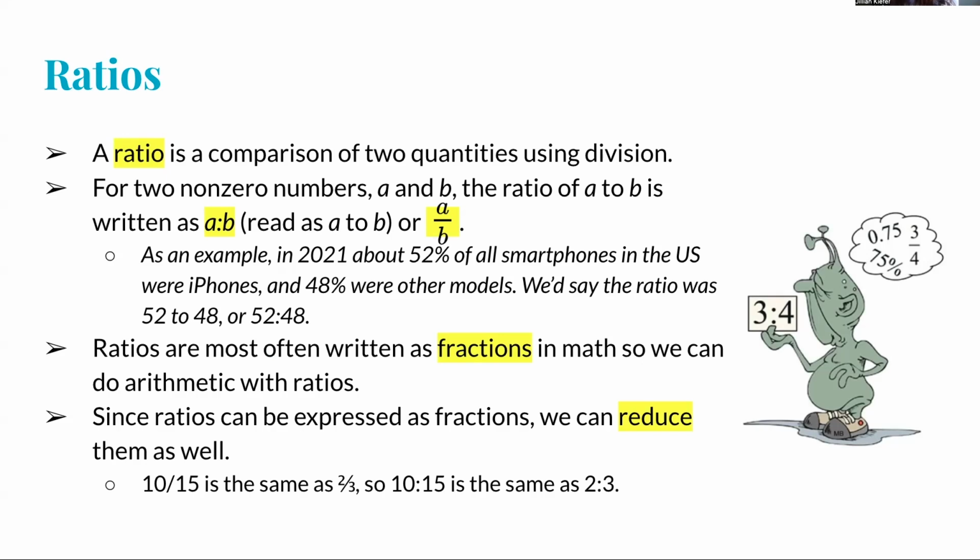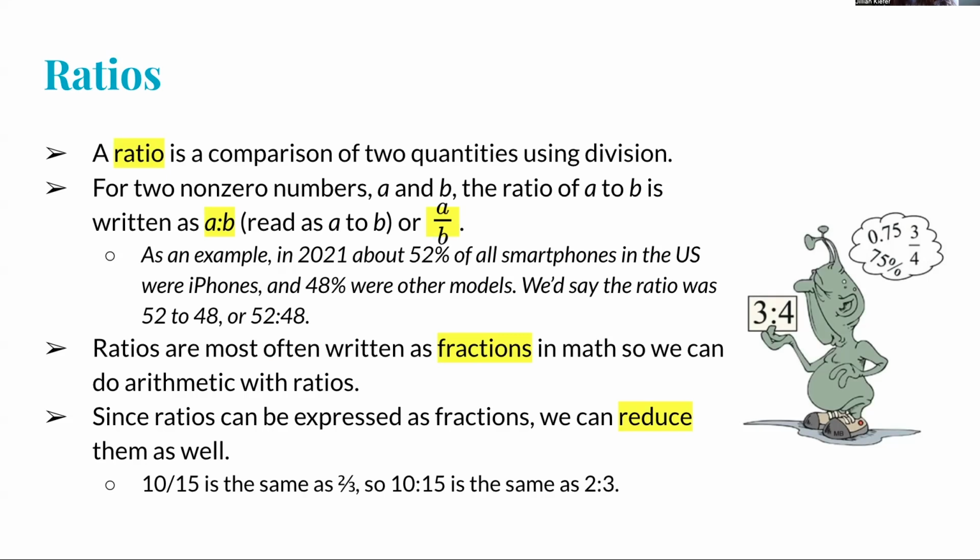We have this little alien sitting here. He's holding up the ratio 3 to 4, and he's thinking of all the different ways that that ratio could actually be written. You could write 3 over 4. 3 divided by 4 is 0.75, so that's the decimal value of your ratio. The percentage value would be 75%. So there's many different ways of expressing ratios: fractions, decimals, percentages, things like that. Ratios are most often written as fractions in math, so we can do arithmetic with our ratios.